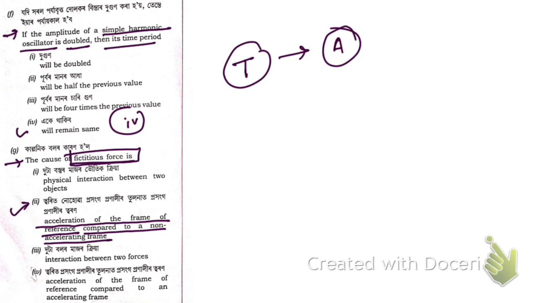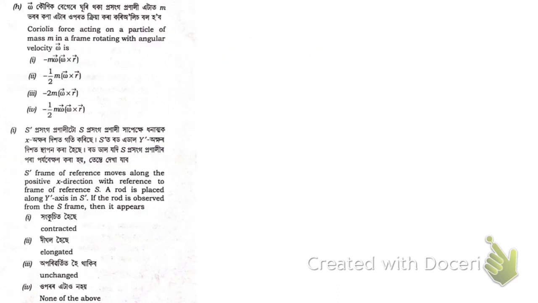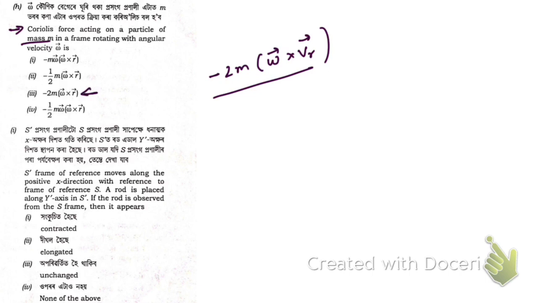Next question. What is the next question? Here you see, the Coriolis force acting on a particle of mass m is actually given by -2m ω × Vr. That should be the formula. Here I think there is a printing mistake, so this should be the formula, right?